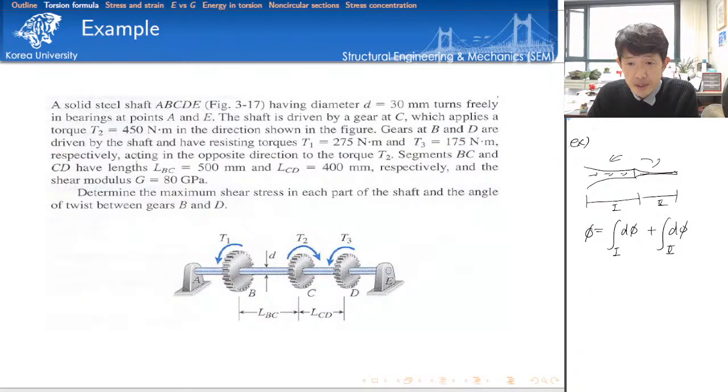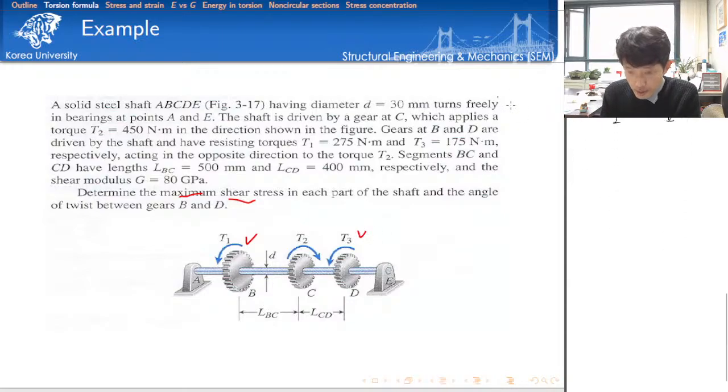Okay, let's solve one example here. This example is given in the textbook. So I have a solid steel shaft, and the bar is subjected to three different torsional moments, and we have to determine the maximum shear stress in each part of the shaft and the angle of twist between gears B and D.